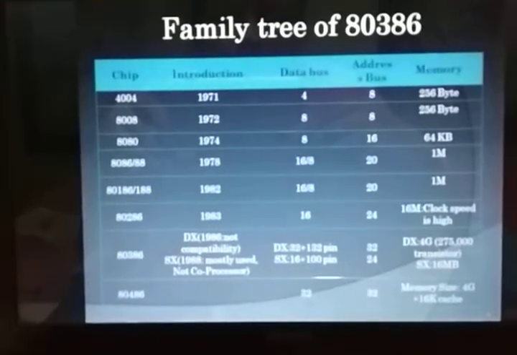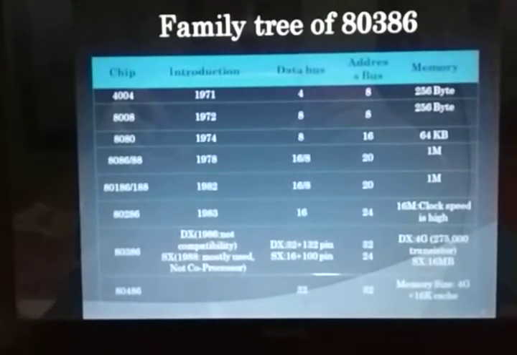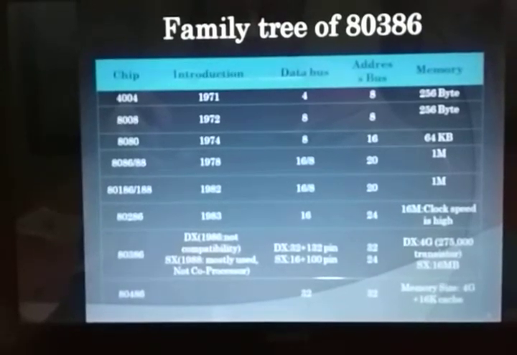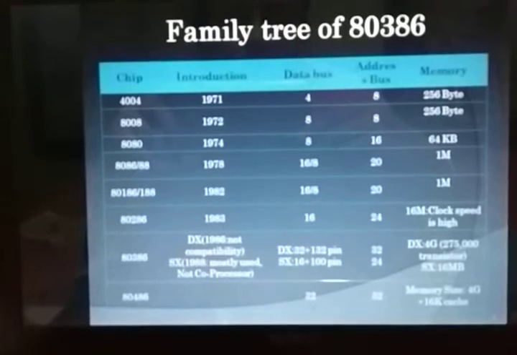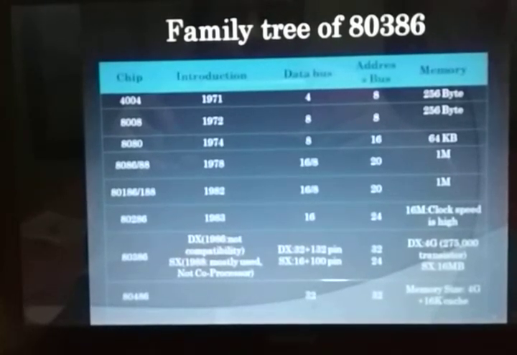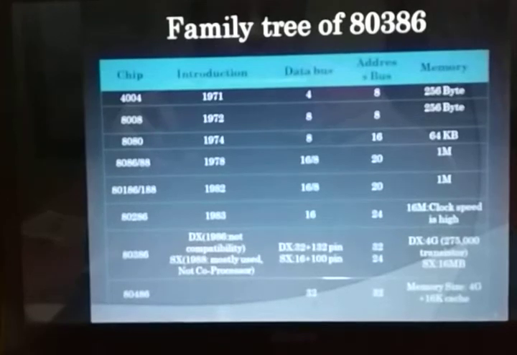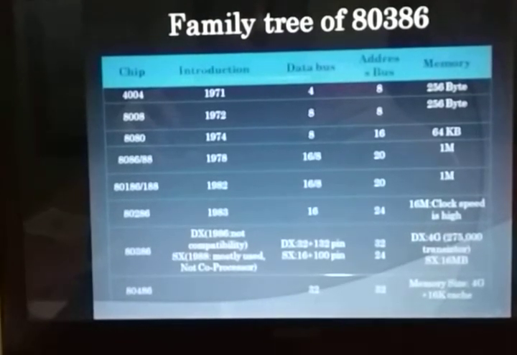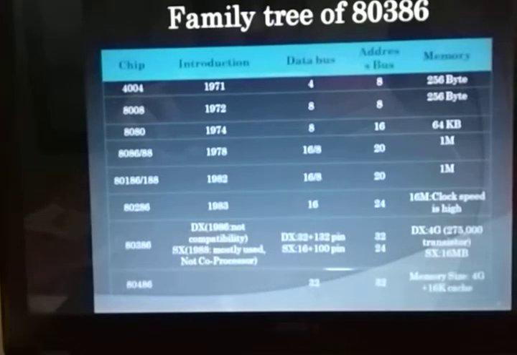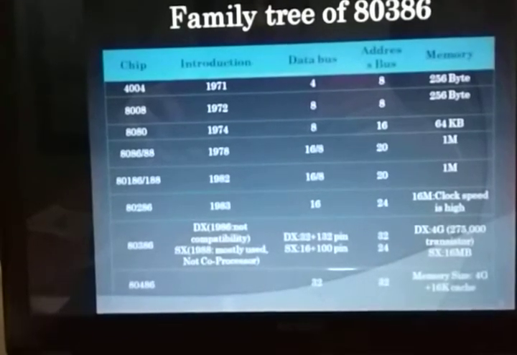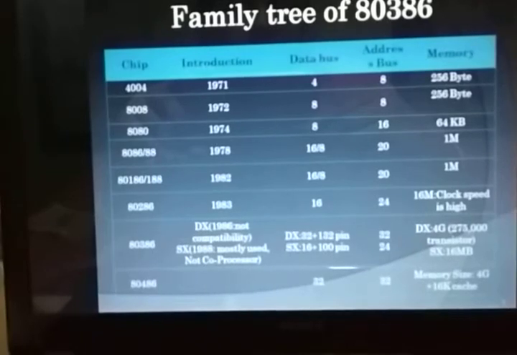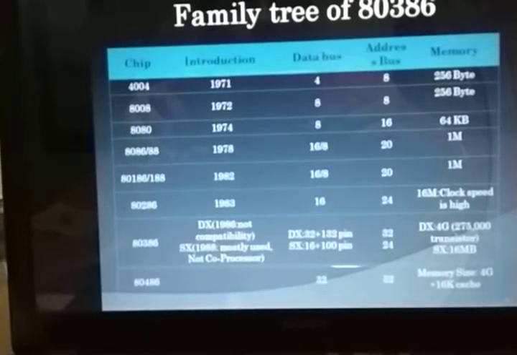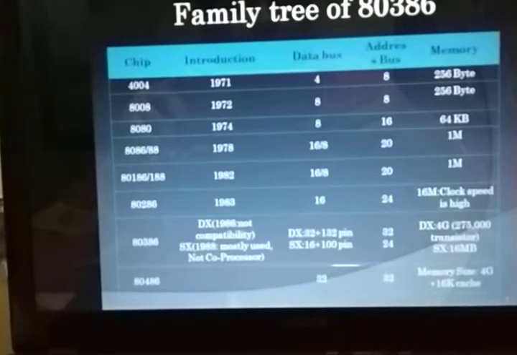Hello everyone. In this lecture, we will discuss the 80386 family tree and features. So, you can see in this slide, we divided the family tree in terms of chip, introduction, data bus, address bus and memory. So, chip, what is chip? Chip is nothing but the integrated circuit, which contains transistors and gates like AND gate, OR gate, NOR gate.